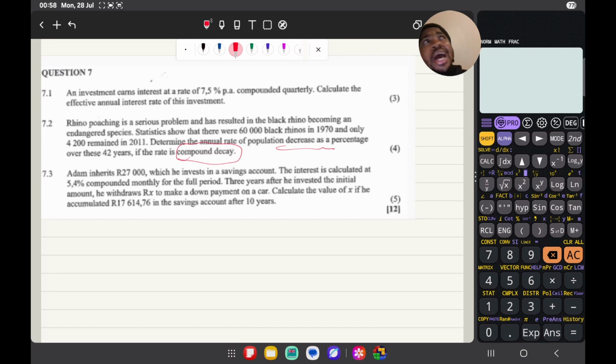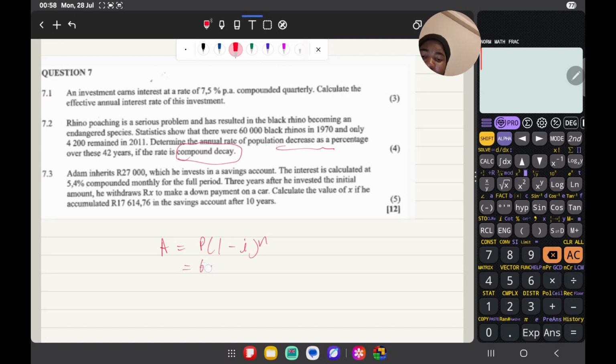So you would know that we're going to use the compound interest formula here. But of course this one is a reducing balance, so you have P(1 - i)^n. And we make our substitution. We had 60,000.